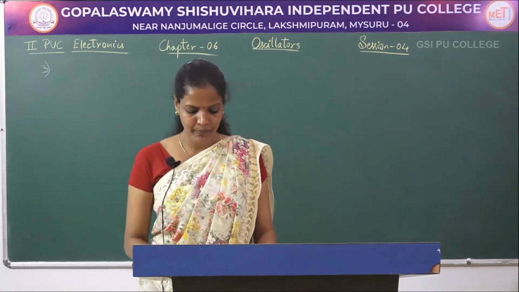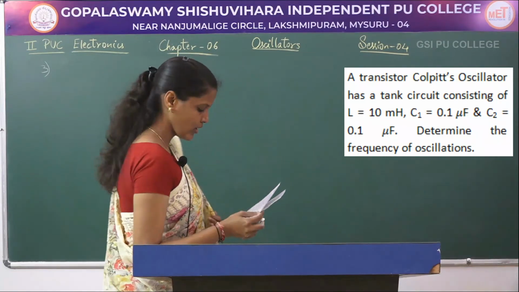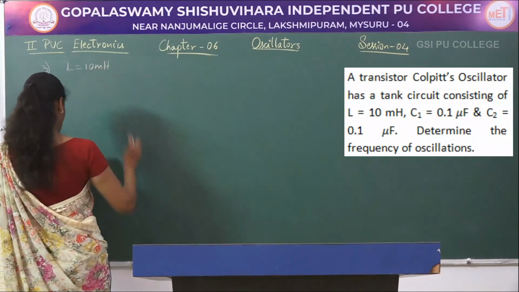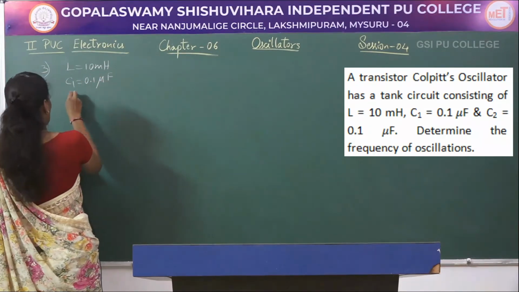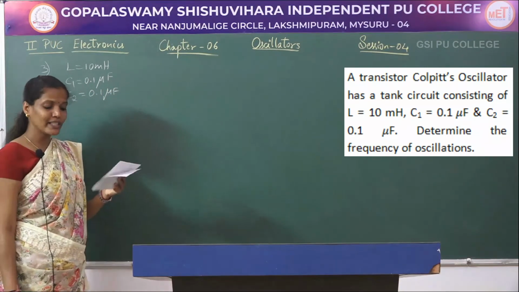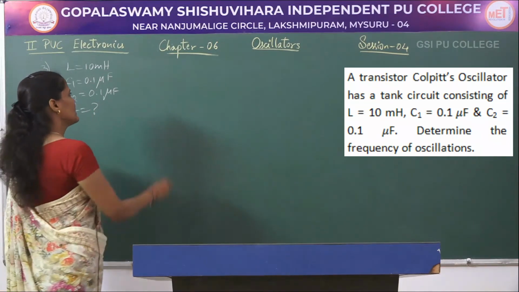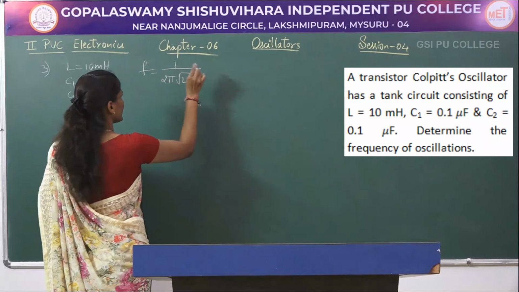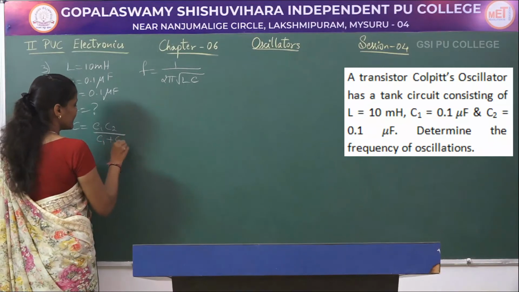So the third problem is, a transistor Colpitts oscillator has a tank circuit consisting of L is equal to 10 millihenry, C1 is equal to 0.1 microfarad and C2 is equal to 0.1 microfarad. Determine the frequency of oscillations, and you have to find out F. For the Colpitts oscillator, you are having this formula F is equal to 1 divided by 2 pi root LC, where C is C1 C2 divided by C1 plus C2.